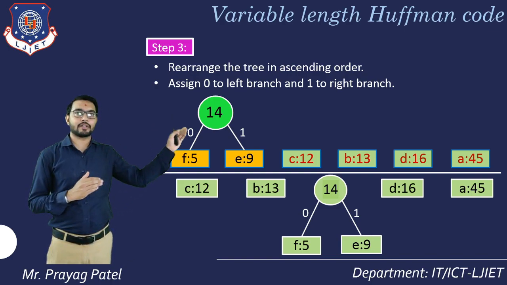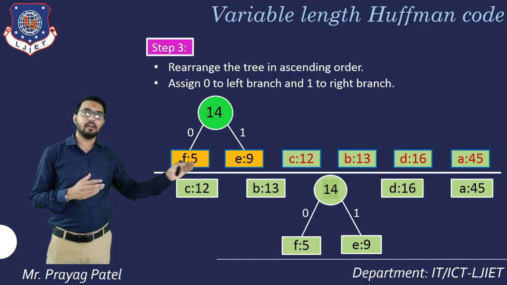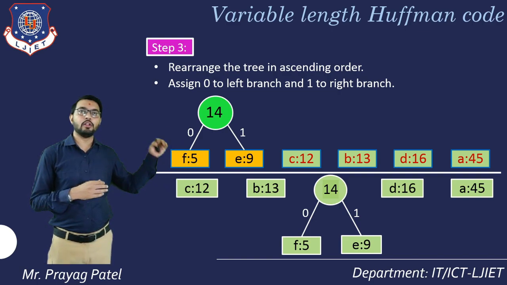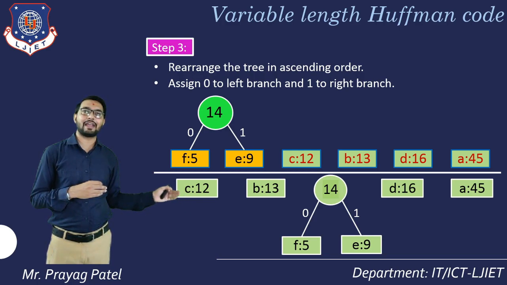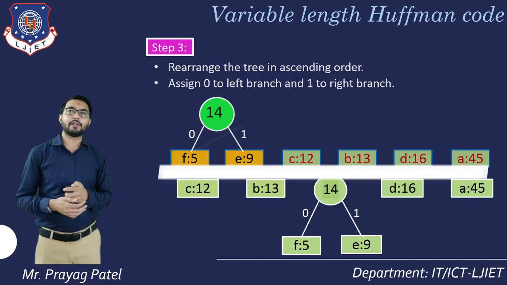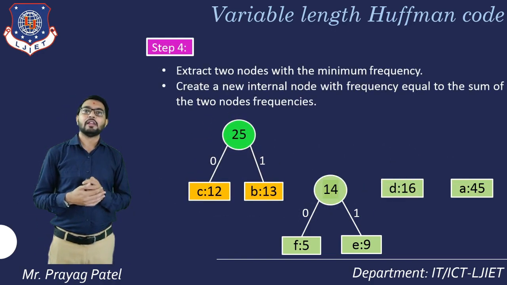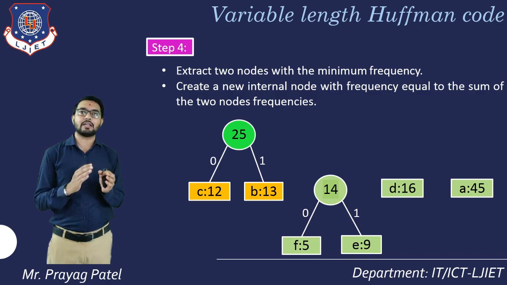So initially consider first 12, then 13, then 14 as a new node, then 16, then 45. So here, consider the frequencies in ascending order. After that, consider the next step. In the next step, extract two nodes with minimum frequency.